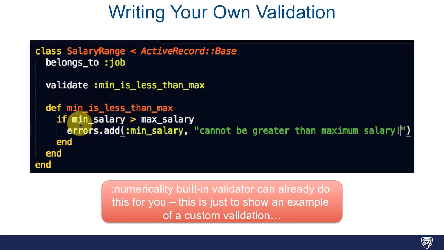And all you do in this method is you say if min salary is greater than the max salary, then you want to add this error to the list of existing errors in your Active Record. So basically you would do if min_salary is greater than max_salary, errors.add :min_salary, which is a symbol or a column in your table, and this is the actual error description, "cannot be greater than the maximum salary."